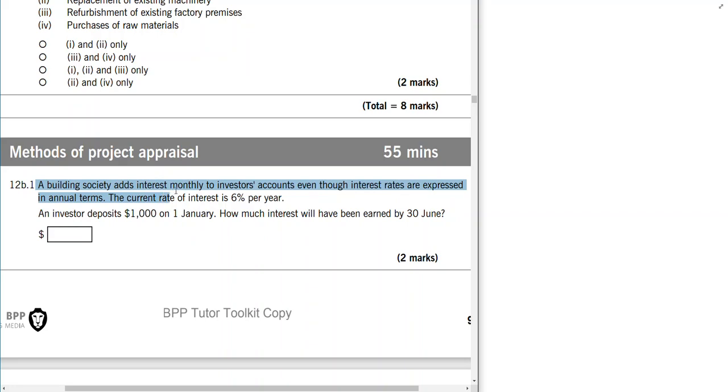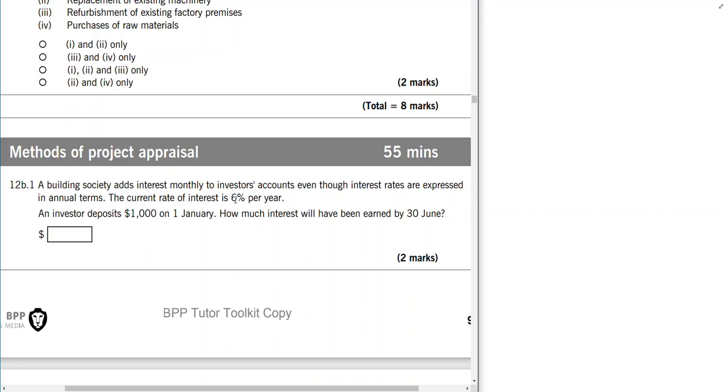A building society adds interest monthly to investors' accounts even though interest rates are expressed in annual terms. So interest is expressed annually but added monthly. Normally you would assume it is compound interest unless specifically told otherwise. The current rate of interest is 6% per year. An investor deposits 1,000 on 1st January. How much interest will have been earned by 30th June?